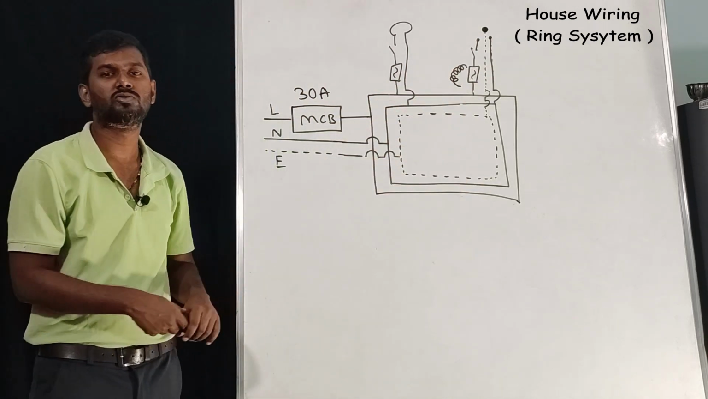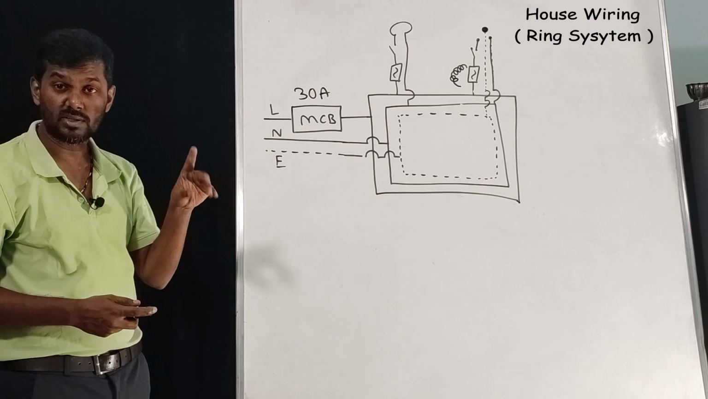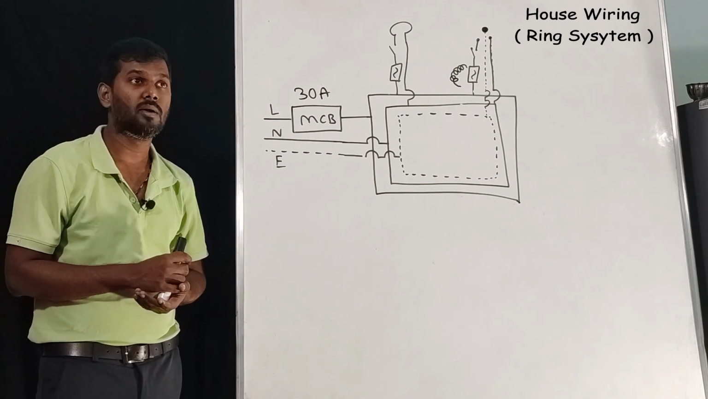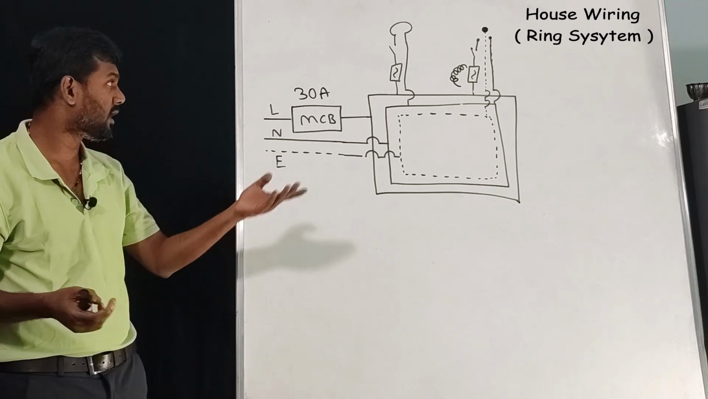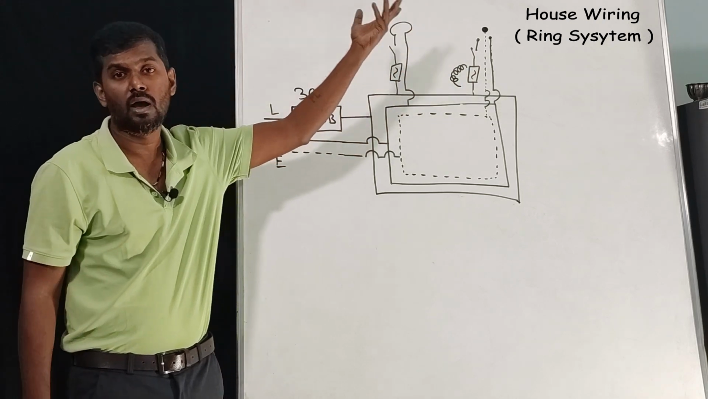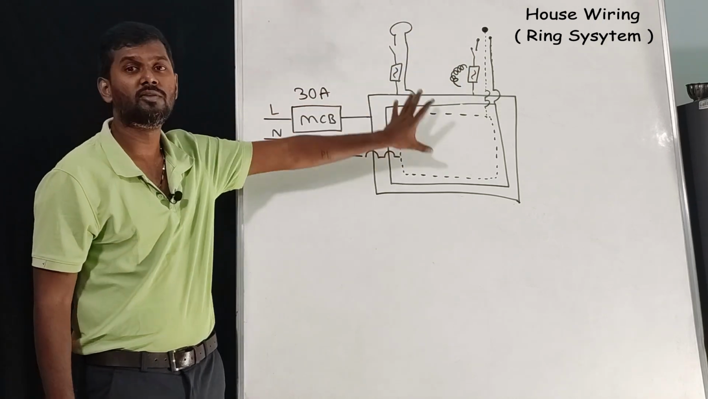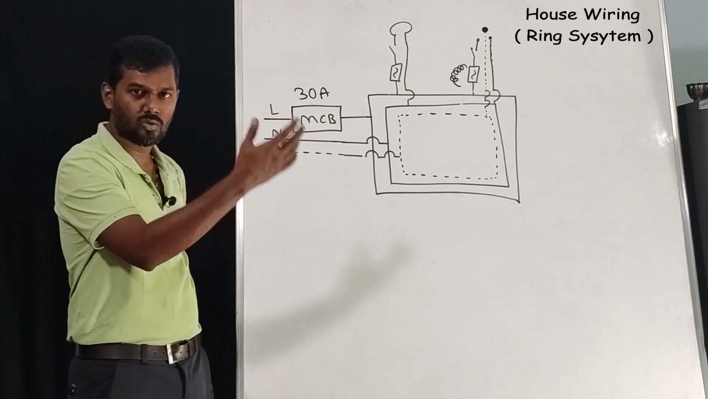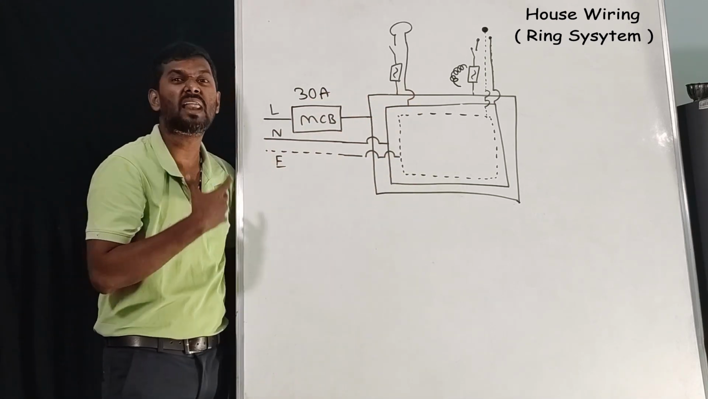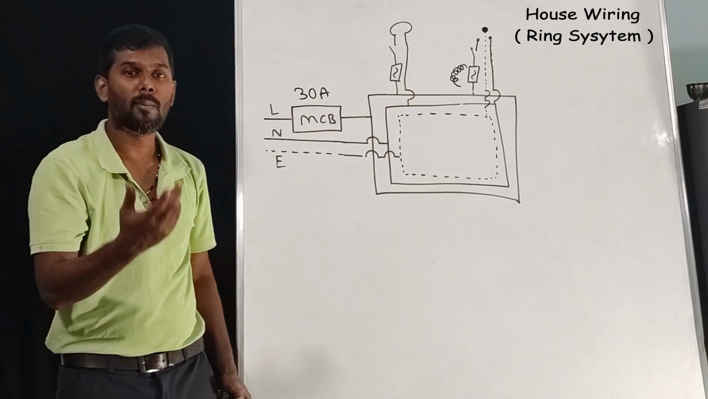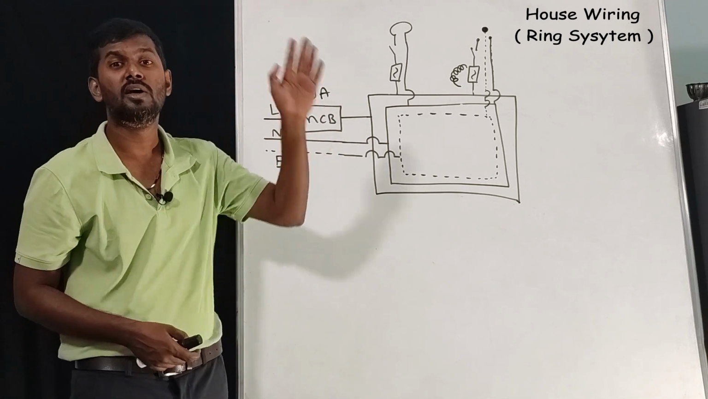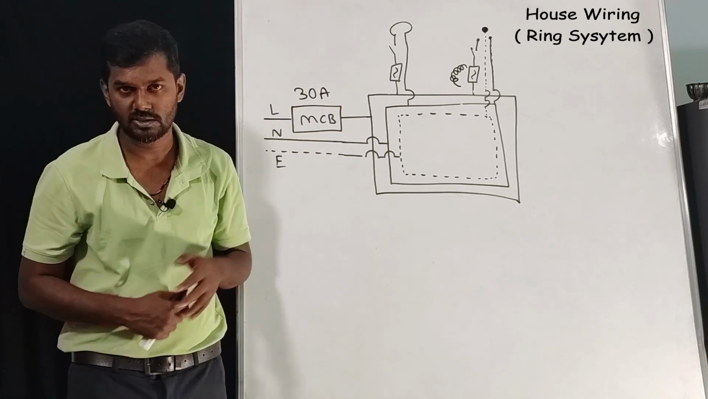So this is the house wiring system. In one single house there will be more than 3 to 4 bulbs, and more than 3 to 5 sockets and many appliances, right? So this is how it will be done. Whatever we do, everything will be connected in parallel, so everything will receive the same amount of voltage.